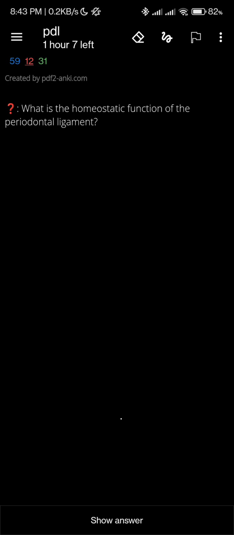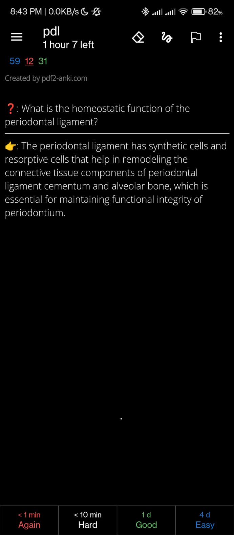You could change the shape, like change the connective tissues like the cementum, periodontal ligament, and alveolar bone, which is actually necessary for the functional integrity of the periodontium. So you could shape change, like remodeling. They actually help in the remodeling of the connective tissue, which is necessary for the functional integrity.